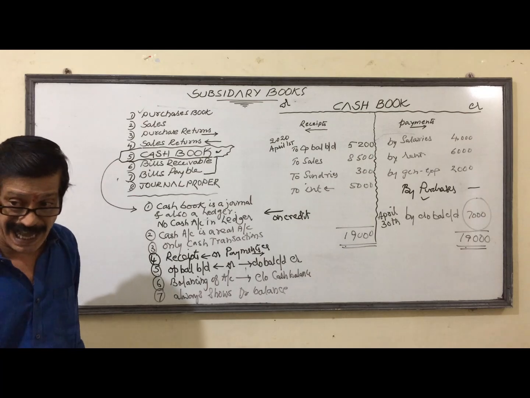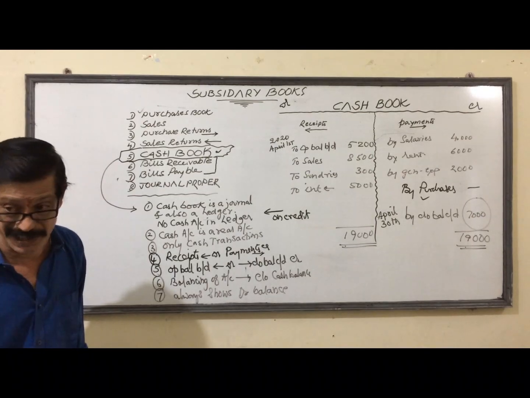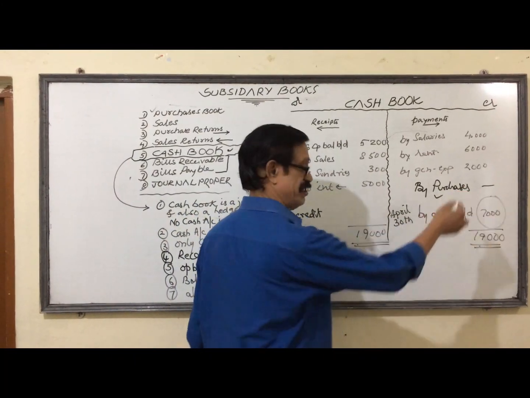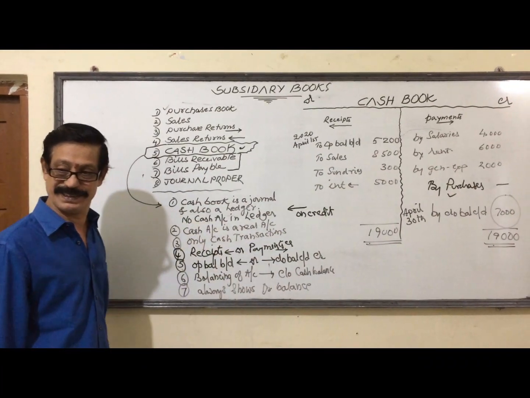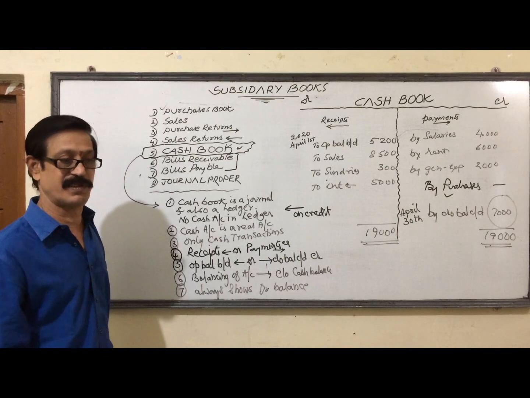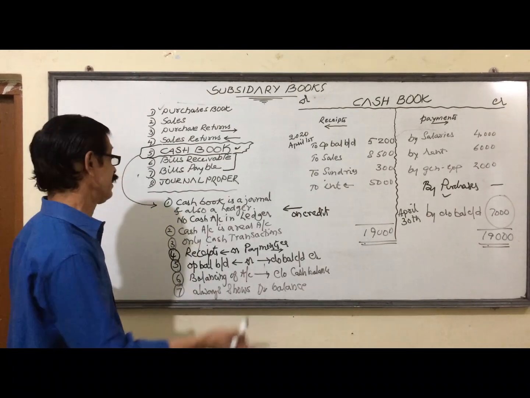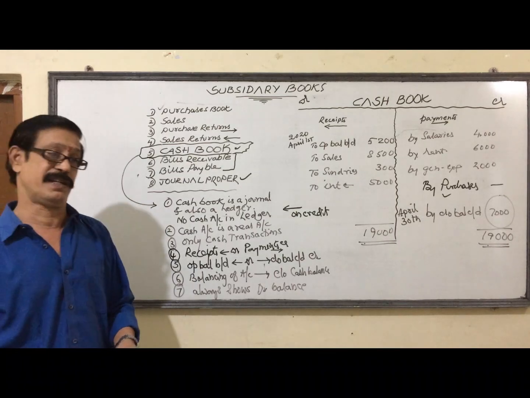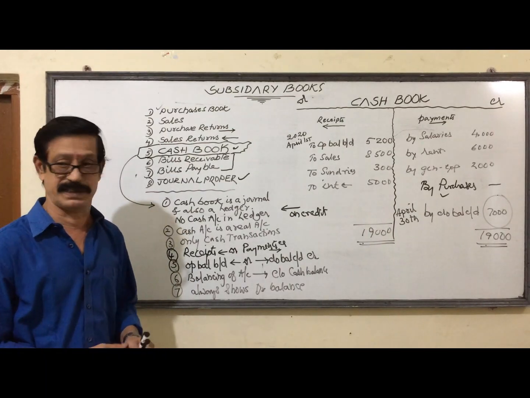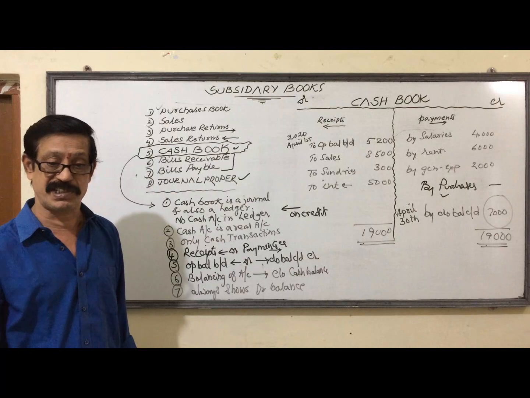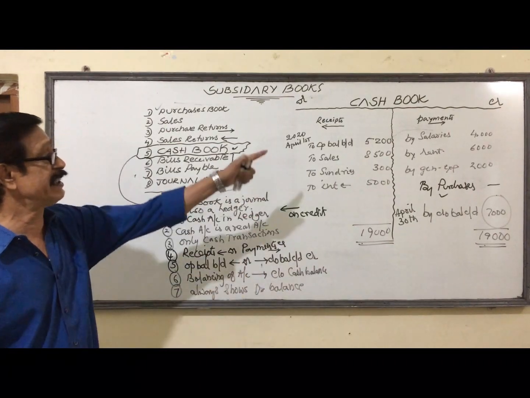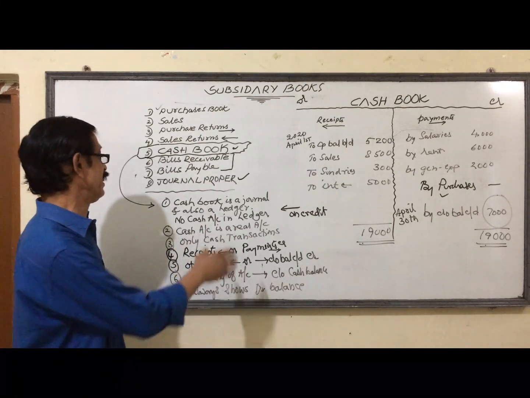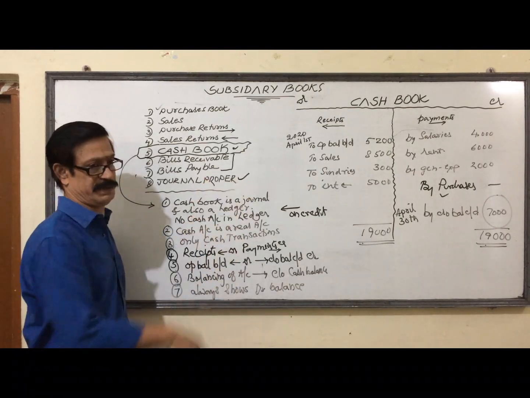Assets purchased on cash go to the cash book, by asset purchased. But whenever you purchase an asset on credit basis, that goes to the journal proper. It is also most important. Assets purchased on cash are entered in the cash book, but assets purchased on credit are entered in the journal proper.